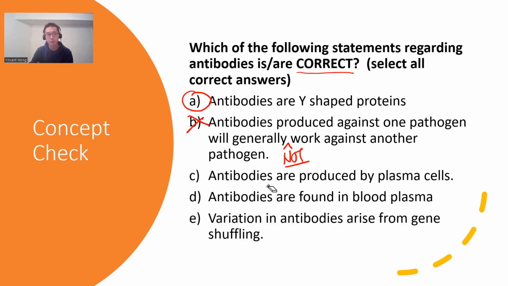C, antibodies are produced by plasma cells. Yes, plasma cells are antibody factories. D, antibodies are found in blood plasma. Yes, plasma is the liquid portion of the blood, right? That's where the proteins are going to be, including antibodies. E, variations in antibodies arise from gene shuffling. Yes, that's how we can get many different combinations. All right, billions of different combinations.